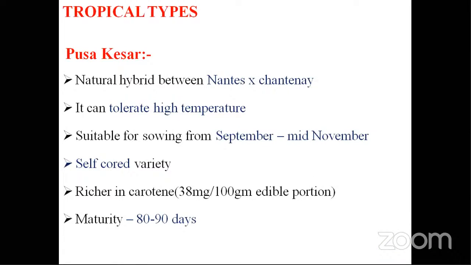Next, coming to the varieties of carrot. Pusa Kesar is a natural hybrid between Nantes and Chantenay. It is tolerant to high temperature and generally sown from September to November. Whatsoever root crop it is, it will be sown in the winter season only. Whatever winter season crop you want to start, you don't start in December, because December is the peak winter. Whatever crop it is, a winter season crop means you should get the harvest in the winter season.